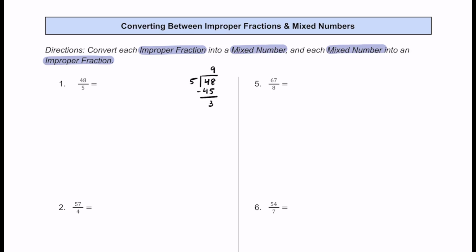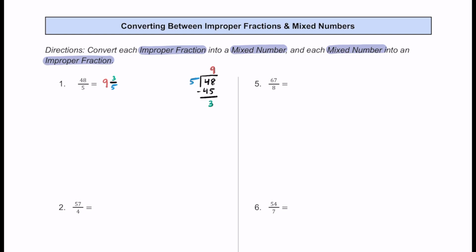Alright, so if you're looking at this division, this 9, the whole number on top, that's the quotient to the division problem, that's going to be the whole number. And then you see the remainder down here of 3, that's always going to be our new numerator, and that's going to be over, finally, this 5. That's what we were on top of before, so that's got to stay the same. So this would be the mixed number version of 48/5.